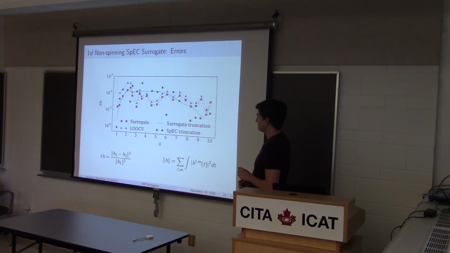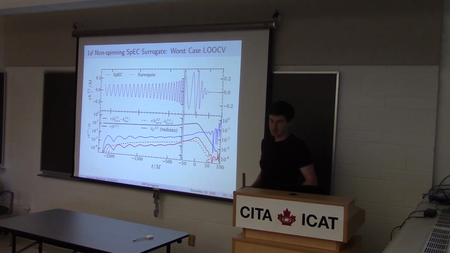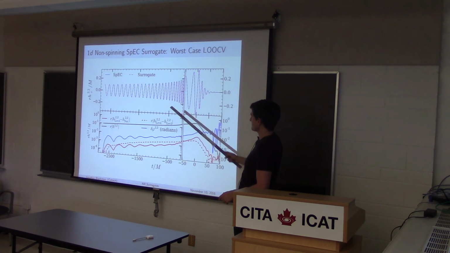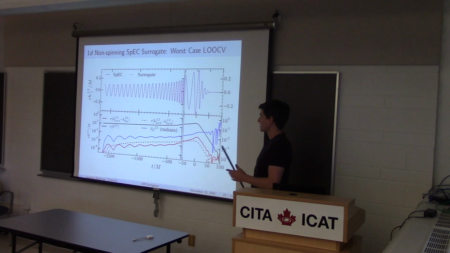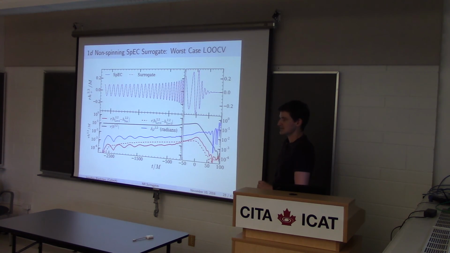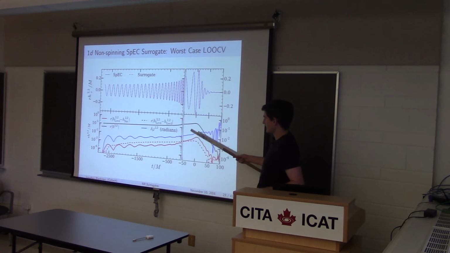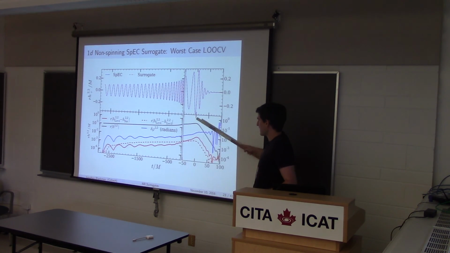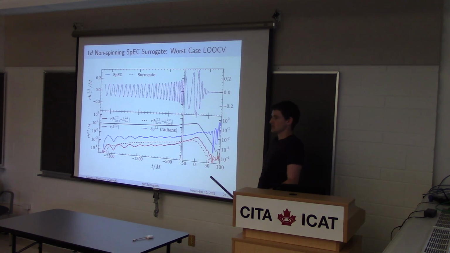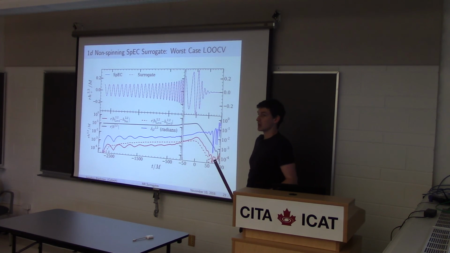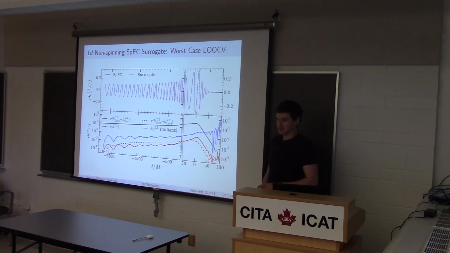If we look at the worst surrogate case and actually look at the waveform, this is what we get. In blue is the SpEC numerical relativity waveform, and the dashed red line is the surrogate evaluation. They lie on top of each other. If we look on a log scale at the errors, the black curve is the amplitude of the waveform, the dashed red line is the numerical relativity resolution error, and the solid red line is the surrogate error. This was the leave-one-out cross-validation study for mass ratio 2, which gave the largest surrogate error, and you can see the two red curves are very similar, indicating we're doing about as well as we can.